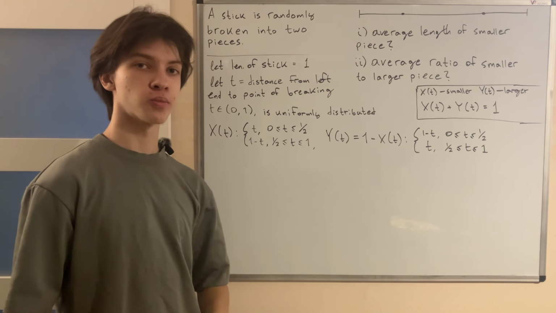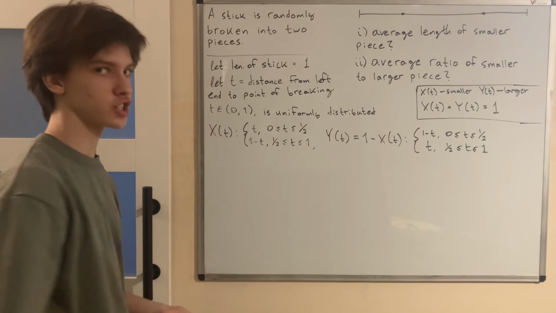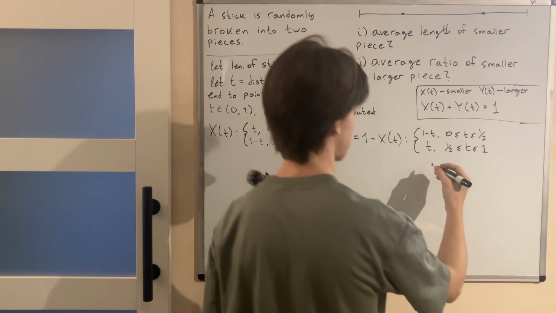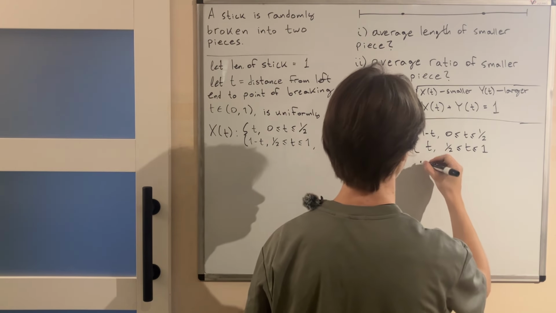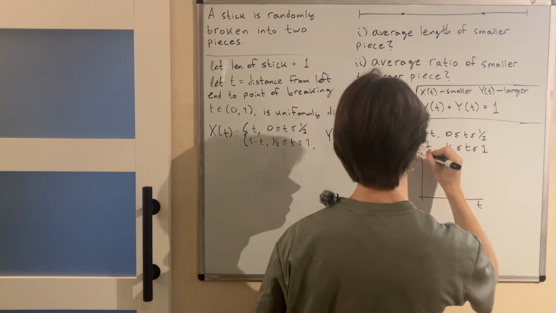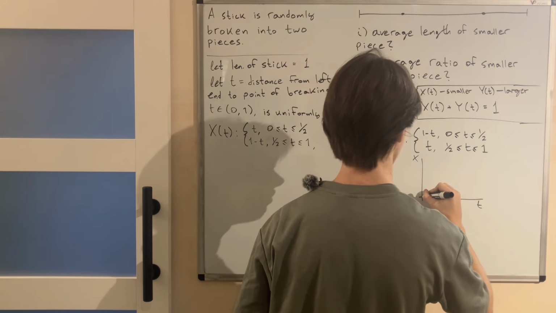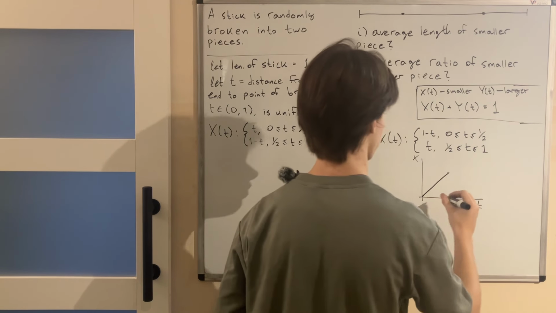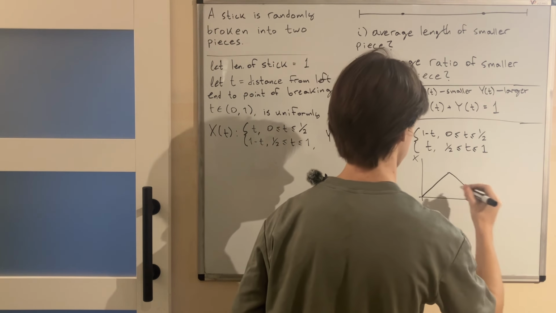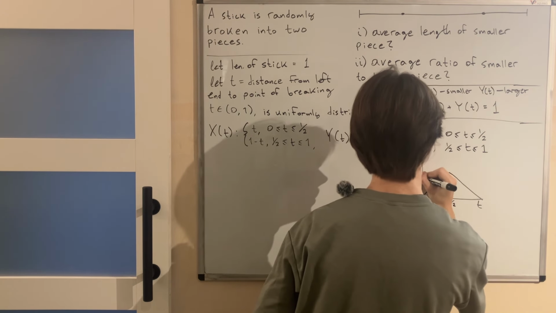Alright, so moving on, I think it would be very helpful to draw the graphs of these functions x and y. So let's do just that. It's going to look quite simple, as you're about to see. First, for the graph of x, notice when t is between 0 and 1/2, it goes up just like this. Then it peaks at 1/2 and then goes back down. So this is 1/2, and this is also 1/2.